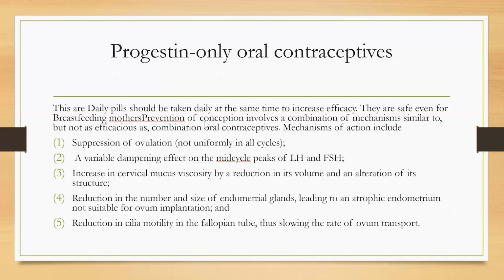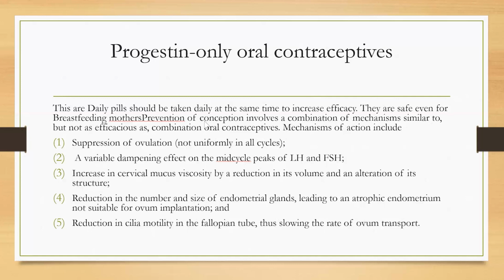And then it reduces the number and size of endometrial glands, leading to an atrophic endometrium, not suitable for ovum implantation. From previous studies, maybe like biology, you notice that once the ovum is fertilized, it comes and attaches itself in the uterus. So here it reduces the thickening of the walls of the uterus, making sure that if the ovum by any chance is fertilized, it doesn't have anywhere to be attached. It will just run off with your normal menstruation.